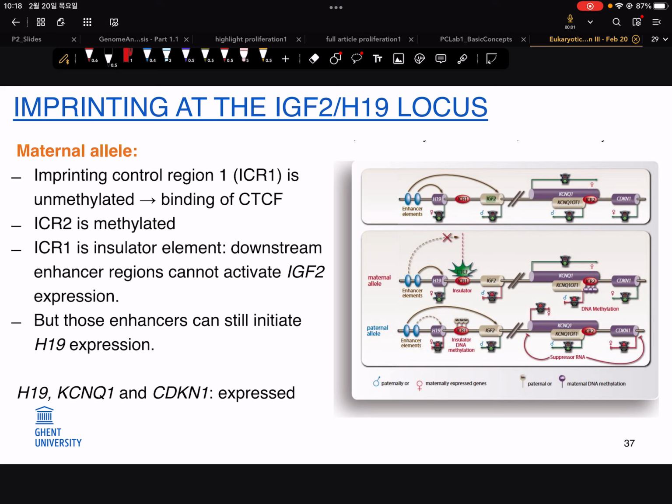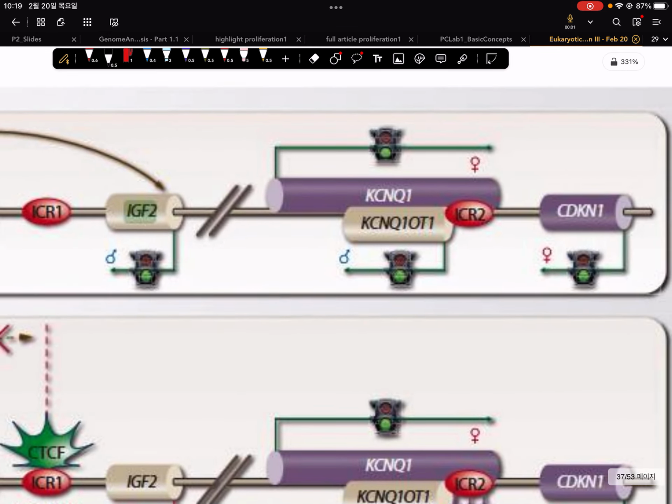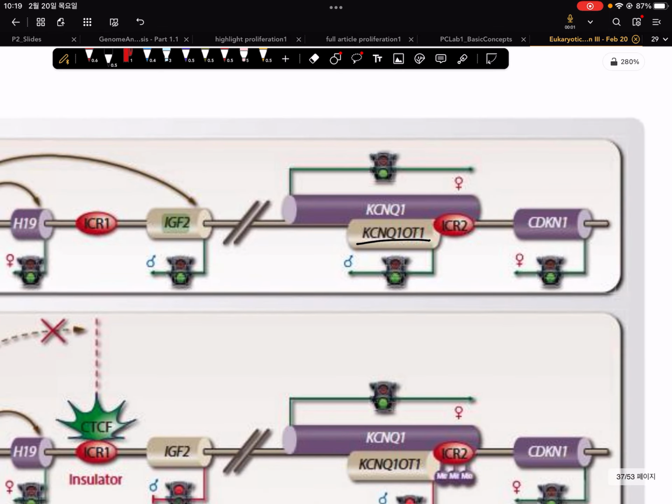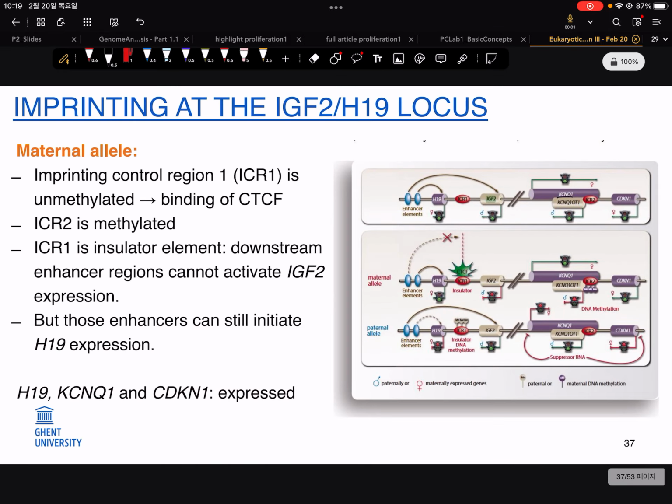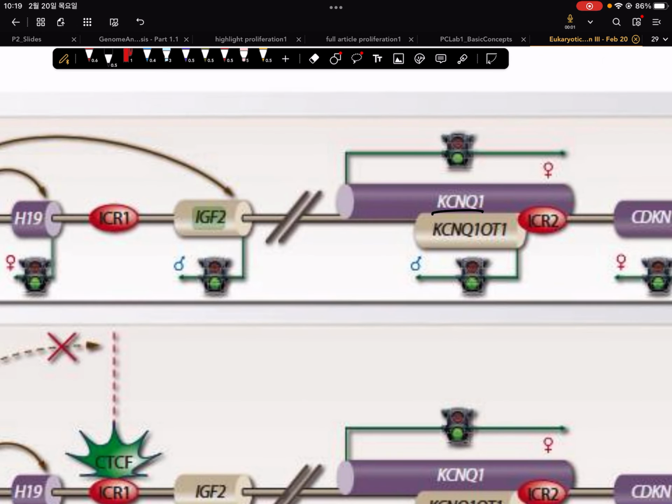You have a gene called KCNQ1. Who invented that name? So if you ever have to imagine a name for a gene that you're studying, please do not call it KCNQ1. No one can memorize that. No. And there is an antisense. On the other strand, there's another coding region, which is called KCNQ1OT1.